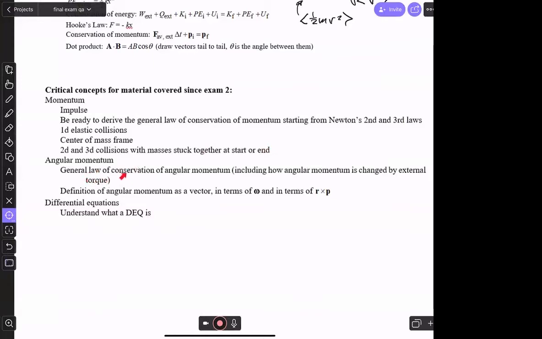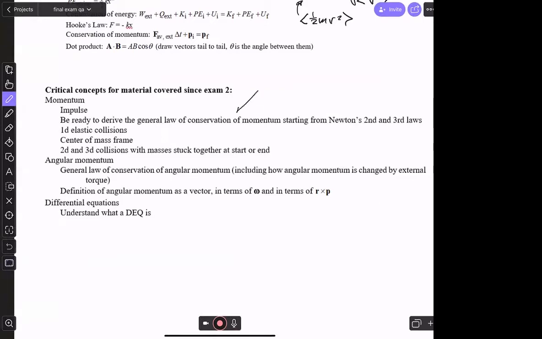Angular momentum, general law of conservation of angular momentum, including how the angular momentum is changed by external torque. Can we talk about defining your system for momentum? Sure. And the things associated with that? So we're going back to regular momentum, right? For both. For both, okay, fine. So let's talk first in the context of regular momentum.